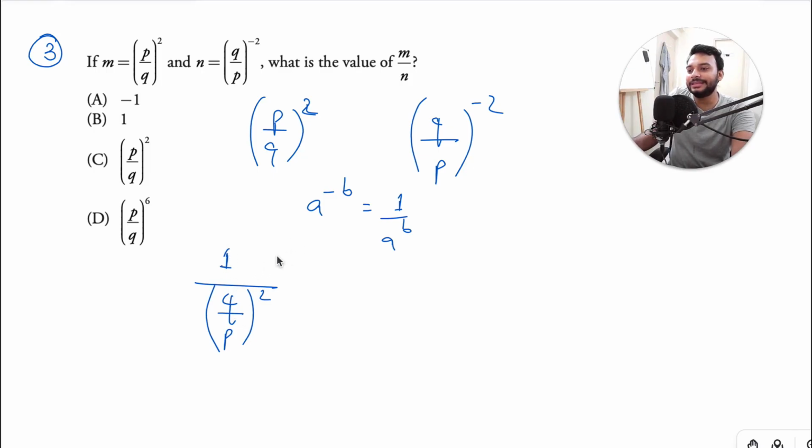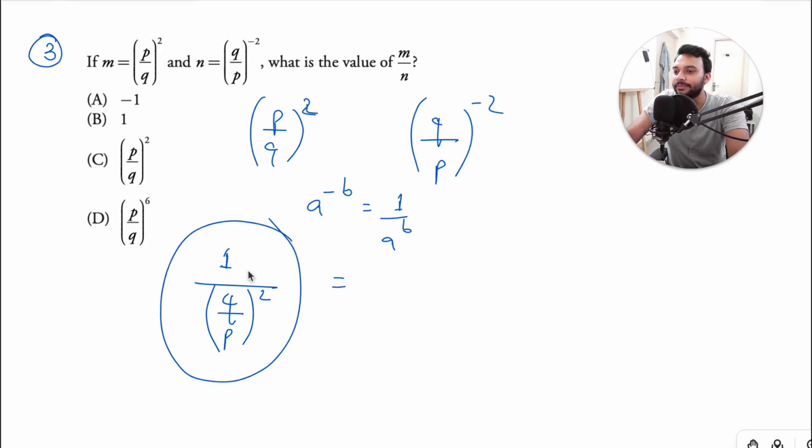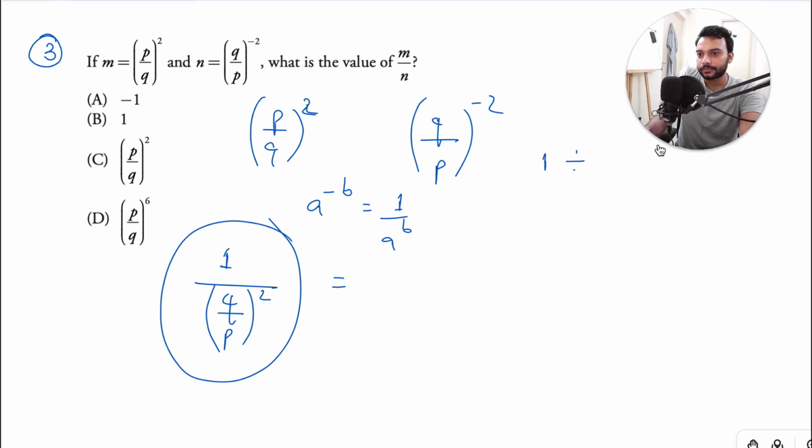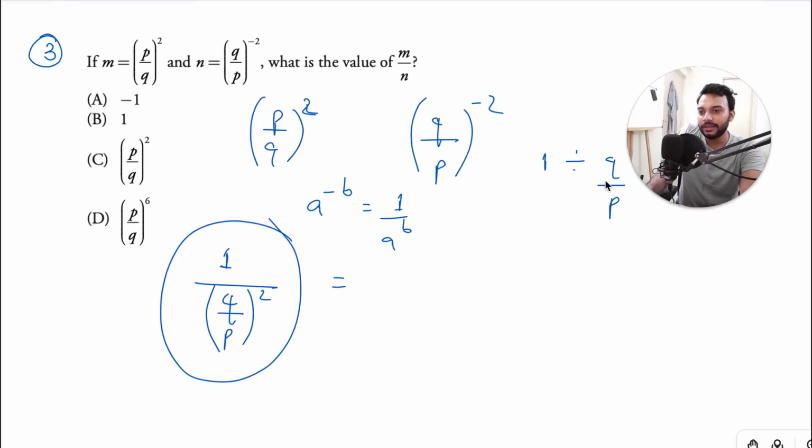Now, how do we write this whole thing as a simple fraction? This is nothing but fraction division. So whenever you divide a fraction, let's say 1 divided by, that's what this is, 1 divided by q over p squared.